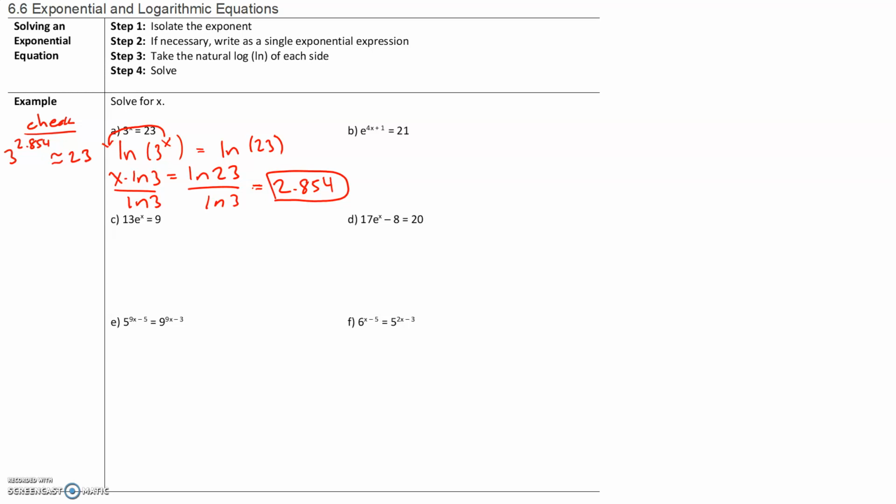So let's take a look. If I take 3 and I raise it to the power of 2.854, this gives me 22.99, which is approximately equal to 23. So that's a very quick way to check your answer.